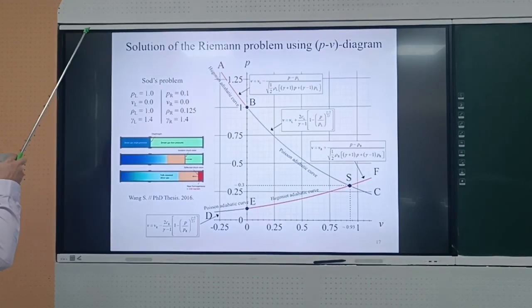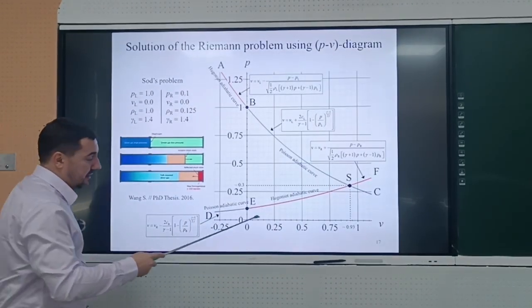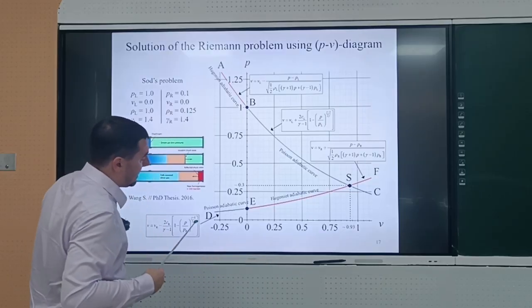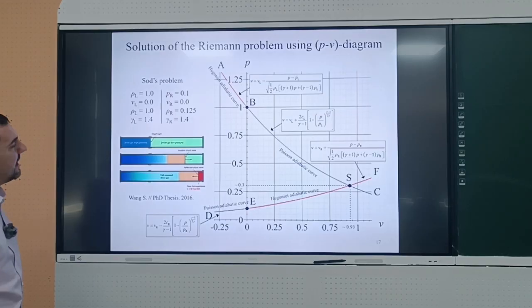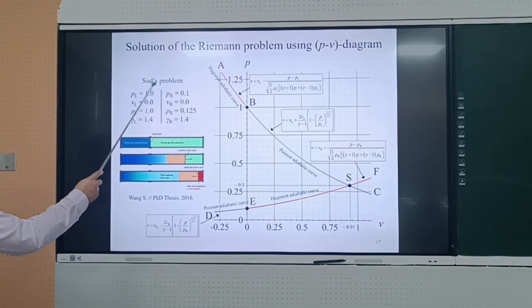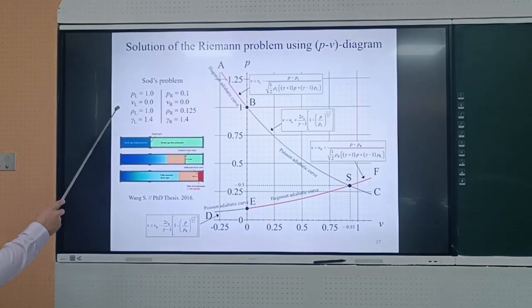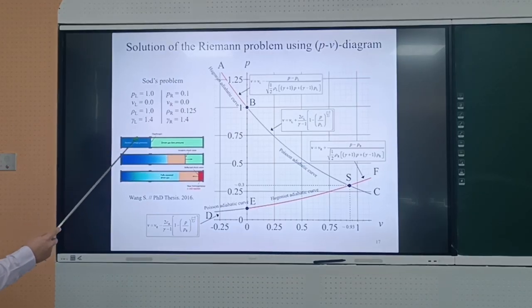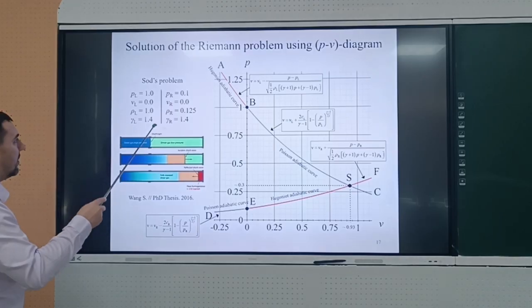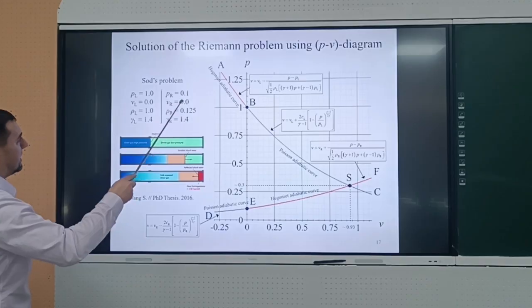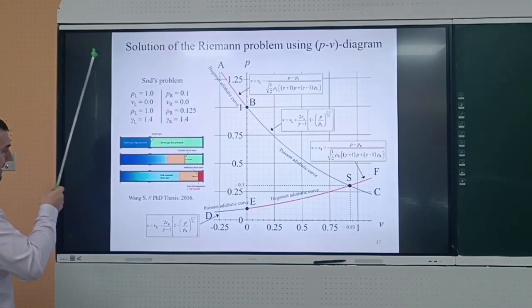So, PV diagram. What does it mean? Consider this space: the x-axis corresponds to velocity of gas, and the y-axis, the ordinate, corresponds to pressure of gas. So in short, in the shock tube problem, the parameters to the left are as follows: pressure 1, velocity 0, density 1, specific heat ratio or adiabatic index 1.4. You have lower pressure and density to the right, and the same gas here.